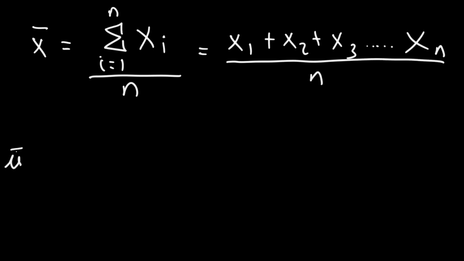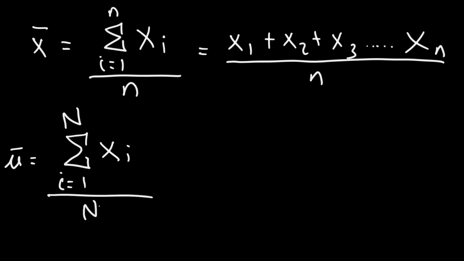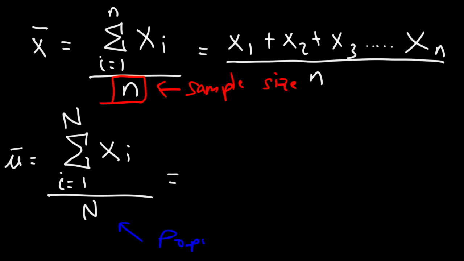Now for the population mean, the formula is very similar. The only difference is that we're not going to be using lowercase n, but we're going to be using capital N, which represents the size of the population. Lowercase n represents the size of the sample. So let's write that, sample size, and this is the population size.